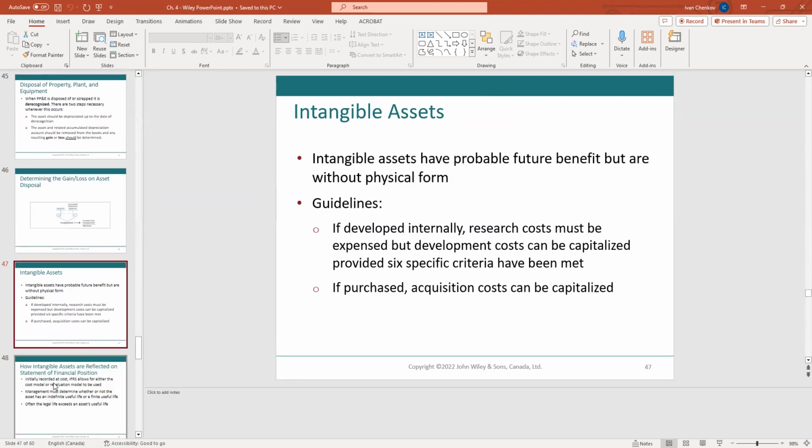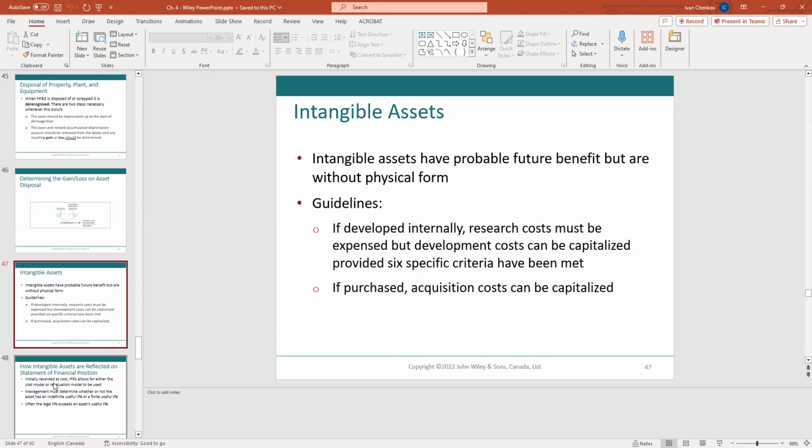Intangible assets. What are intangible assets? Those are assets that don't have a physical form, a physical appearance. You cannot touch them, you cannot smell them, you cannot do anything. So the guideline is, if the asset is developed internally as research, it must be expensed if it's a research cost. But if it's a development cost, there are some criteria that have to be met. And if those criteria are met, then you can capitalize it, meaning record it as an asset. That's if it's developed internally.